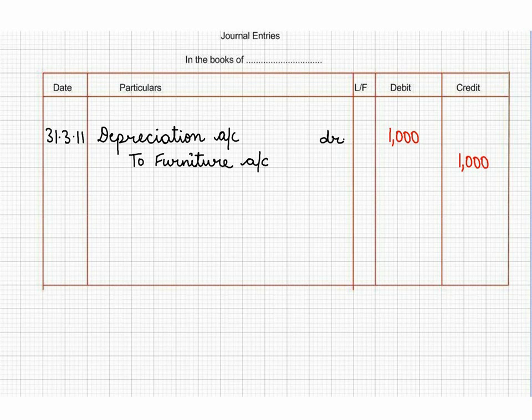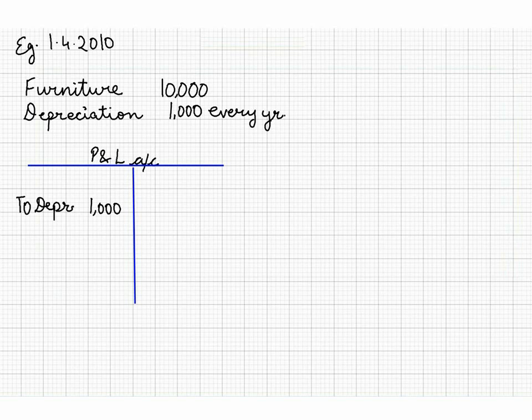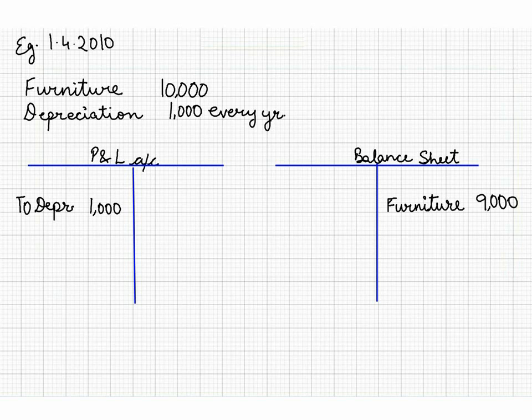So what will happen in the profit and loss account? On the debit side, you will take 'to depreciation', rupees 1,000, and in the balance sheet, the furniture will be written as 9,000 because last year it was 10,000. Now the net value is only rupees 9,000. Moreover, we have lost profit of rupees 1,000 due to depreciation. That's why it is placed on the debit side of the profit and loss account.